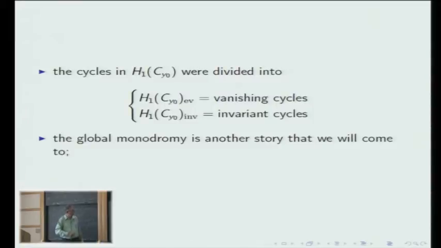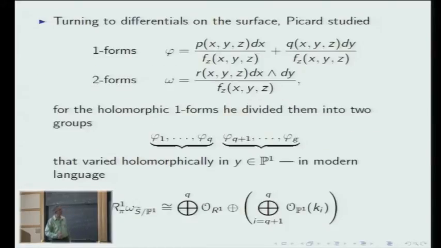The global monodromy, that's a story that we'll come to. So the local monodromy was well understood. The global one, we'll come to that. On differentials, Picard studied differential 1-forms. They look like this, or 2-forms that look like this. And for the holomorphic 1-forms, the things that were holomorphic on the fibers, he divided them into two groups.